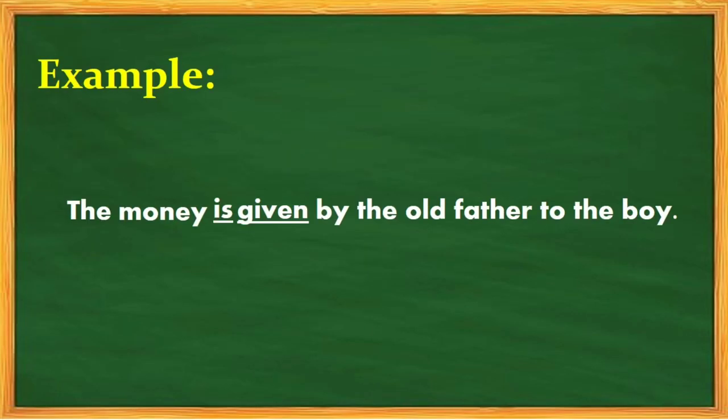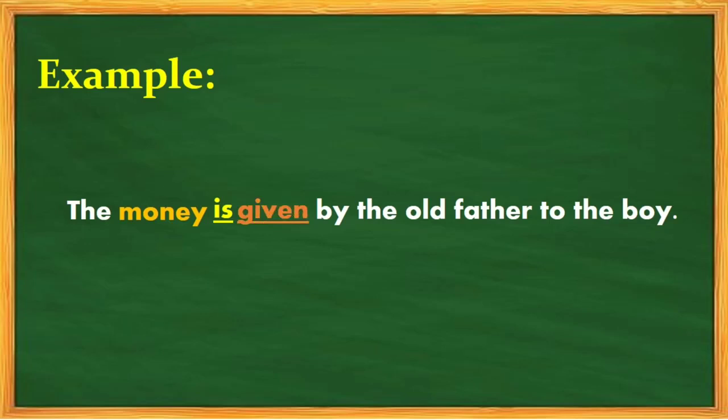In a sentence, the money is given by the old father to the boy. Our subject in the sentence is money. Money is passively the receiver of the action and not the doer of the action. Our verb in the sentence is given, and it belongs to present participle. Our verb is given has a helping verb which is is and an action verb given.